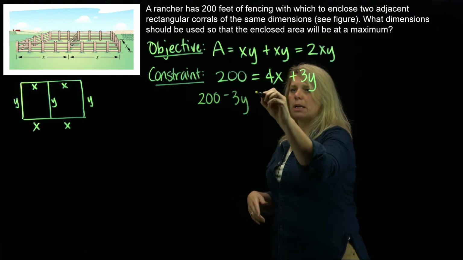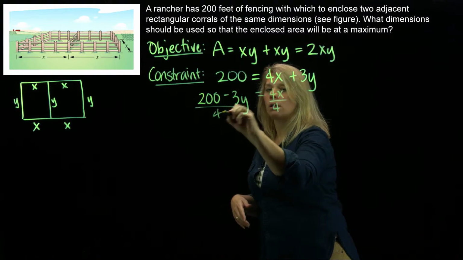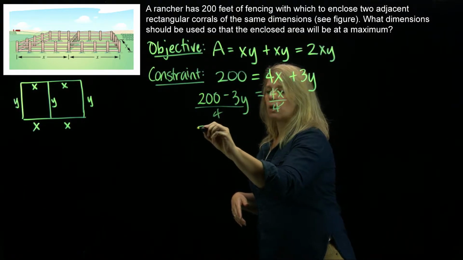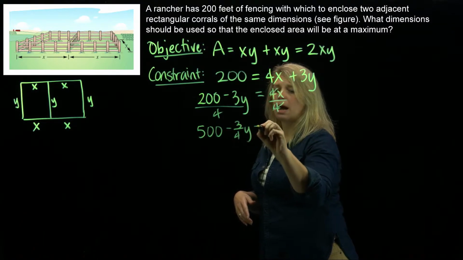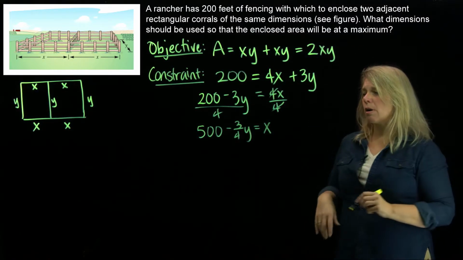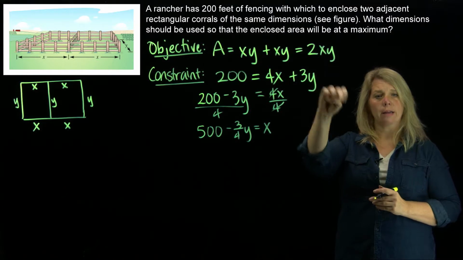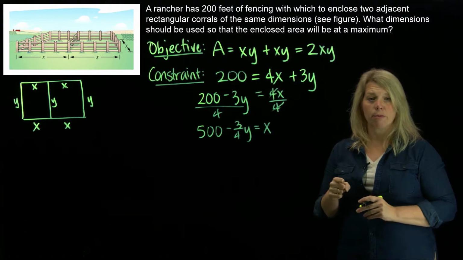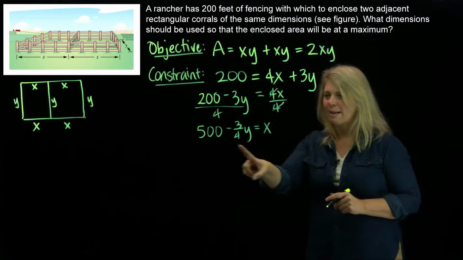So I'll have 200 minus 3y equals 4x, and then divide through by 4. So it looks like we'll have 50 minus 3/4 y is x. Okay, we're going to take that then and substitute into our objective function. The goal here is to make our objective function have only 1 input variable until you're ready for multivariable calculus, where you can handle multiple input variables. But for right now, 1.